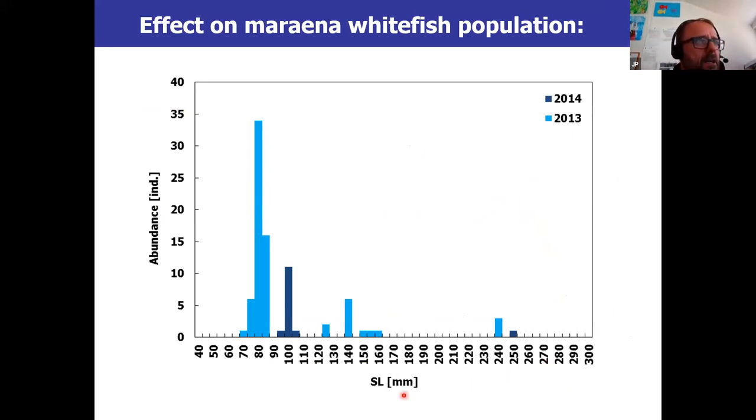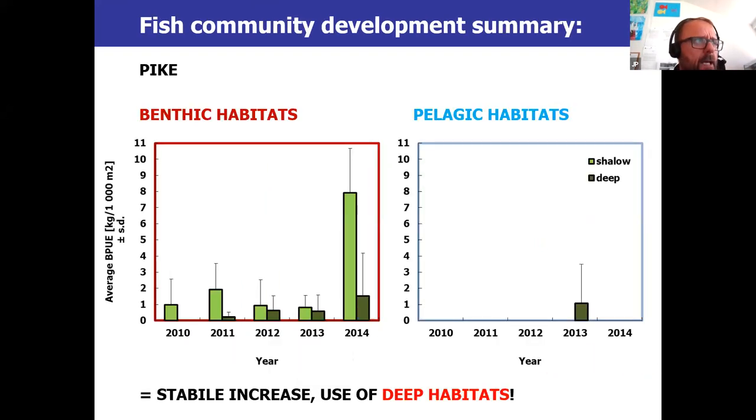Here is just the representation of how well the Marena whitefish population did. So in 2013, we had young of the year, then fish that were about 1 year old, 2 years old, and older fish. In 2014, there were only the young of the year, but very few older fish. What happened with the pike? During the years, we reported a really significant increase in the number of pike, mainly in shallow habitats, but we reported the occurrence of pike even in deeper, particularly benthic habitats, and pelagic habitats as well. That is really unusual and very uncommon.